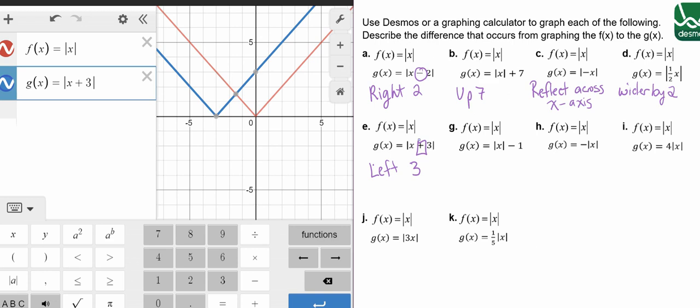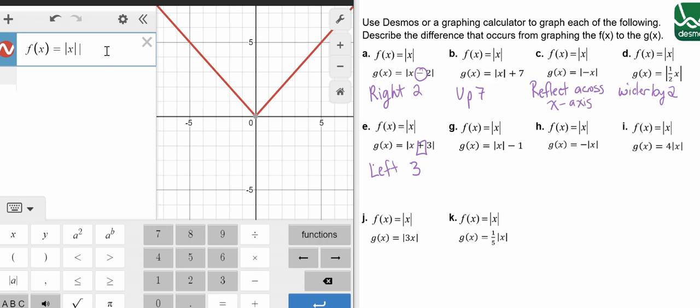That's something to note, that will happen every time. Let's move on to letter G. So for letter G, we have that our g of x, oops, try that again, that our g of x equals the absolute value of x minus 1.